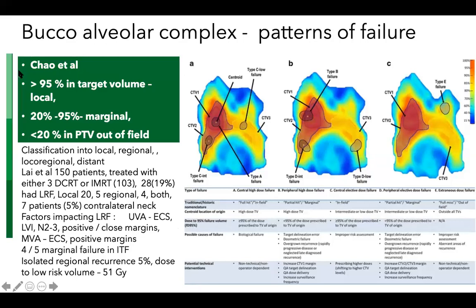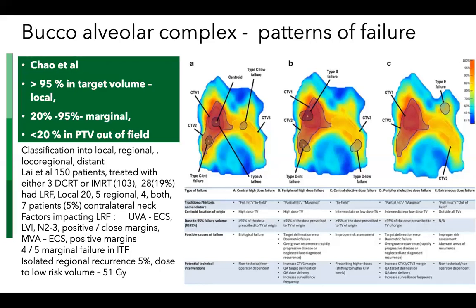So, of course, we know that we have been identifying local, marginal, and out-of-field failures, depending on whether 95% of the centroid of the recurrent lesion lies within the target volume. 20 to 95% lying within the target volume would qualify as a marginal failure, and less than 20% qualifies as out-of-field failure. I'm just explaining that for the youngsters in the audience, the participants, to understand that this is something critical and very important in head and neck cancer.